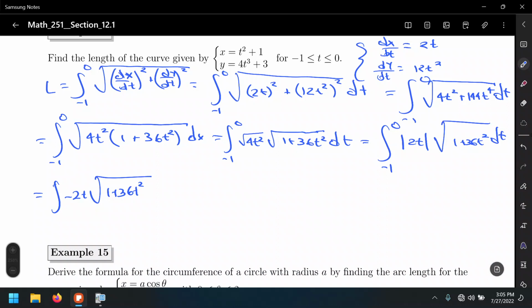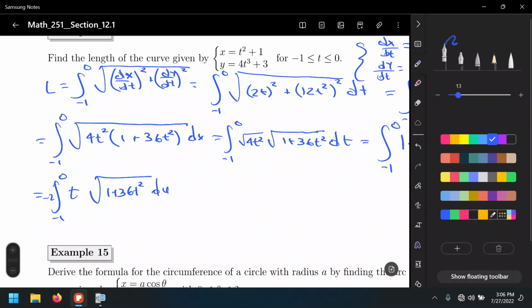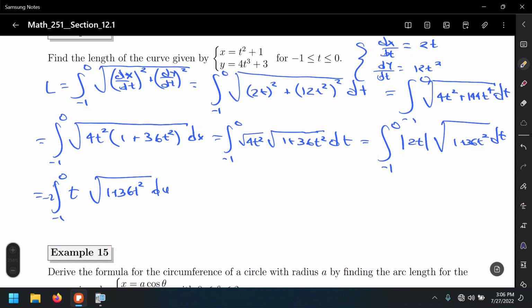Okay? From -1 to 0. And well, let's take out the 2 outside of the integral. And I think we can do the U-substitution in this case. So u equals 1 plus 36 t squared. And that's what we have now, 1 degree less multiplying the dt, which will stand as the du part of the problem. So u equals 1 plus 36 t squared, du equals 72t dt. And t dt is 1 over 72 du.